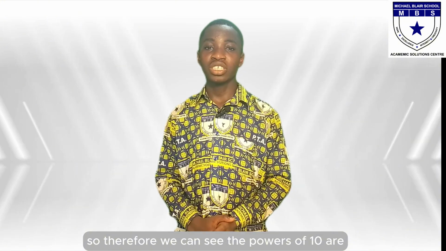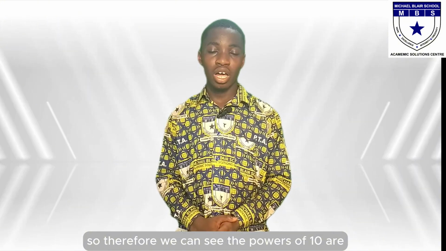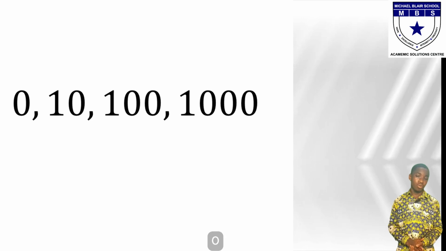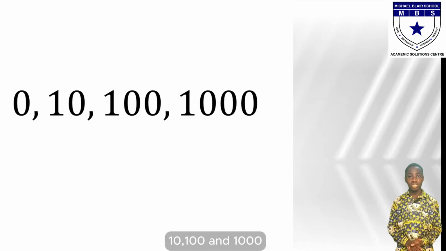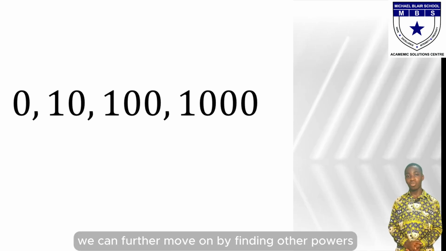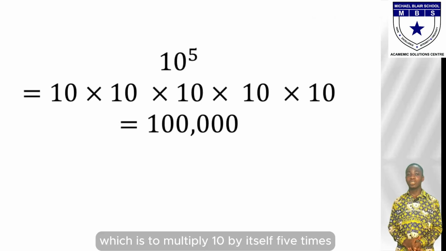So therefore, we can say the powers of 10 are 1, 10, 100, and 1000. We can further move on by finding other powers like 10 power 5, which is to multiply 10 by itself 5 times.